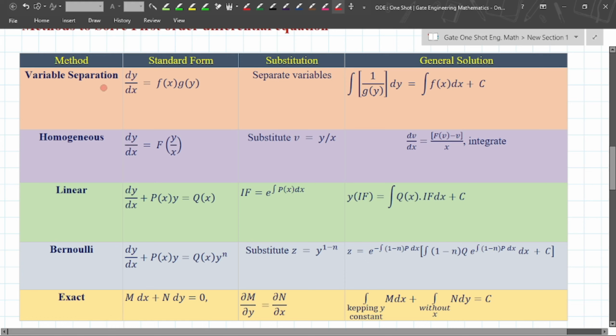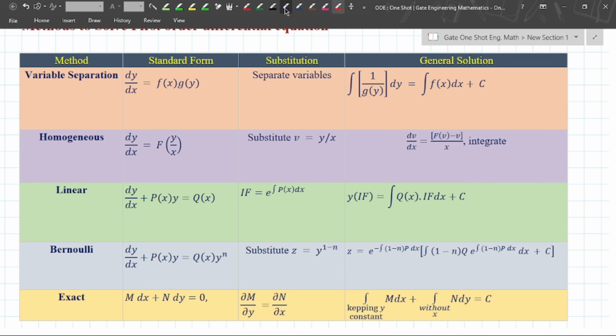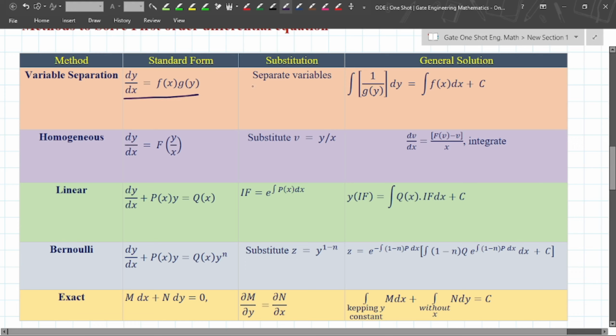Okay, so the first one is variable separation. The concept is that it is a first order differential equation, but you can see that there is a separate function of x and a separate function of y. For example, I'm taking dy by dx equals 2x and y. I can take one as a function of x and the other as a function of y. If it is a function of x plus y, then I can't separate it, because it is not in multiplication, there is a plus sign.